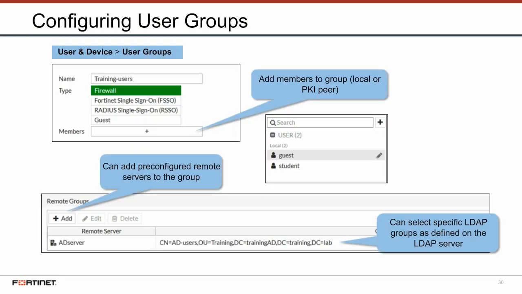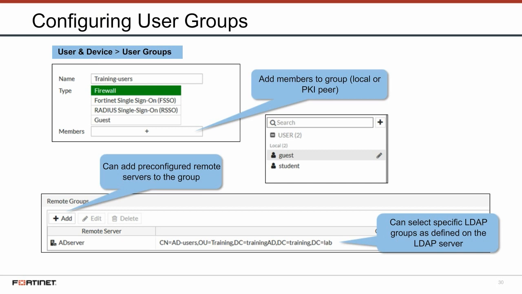You can configure user groups on the User Group page. You must specify the user group type and add users to the group. Depending on the group you create, different configurations are required. For the firewall user group, for example, members can consist of local users, PKI peer users, and users from one or more remote authentication servers.